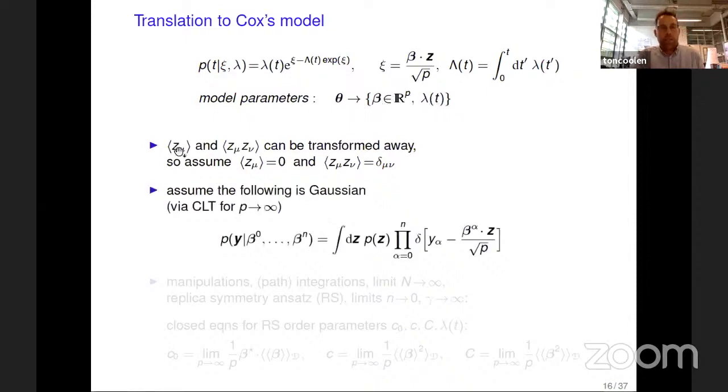There's another nice aspect of the Cox model, is that you can show that the average and the covariance of the covariates can be transformed away.